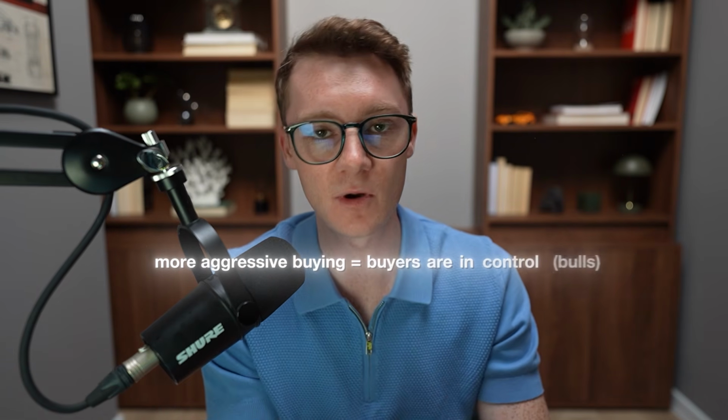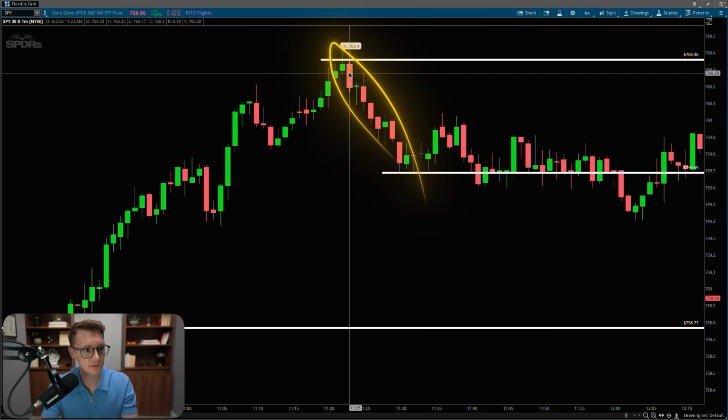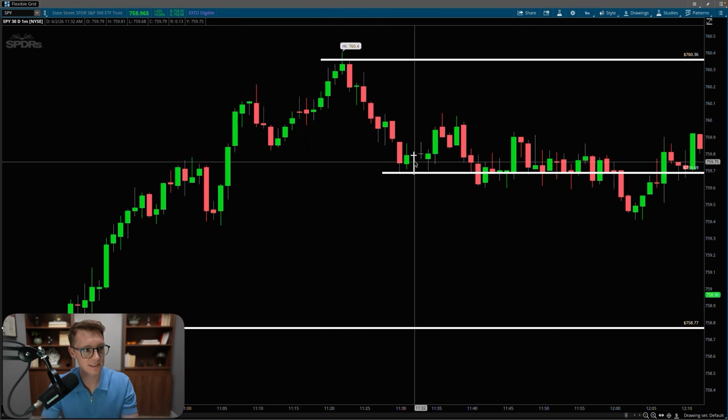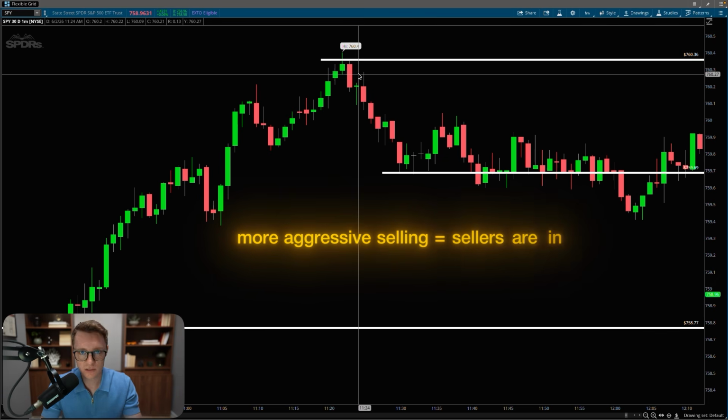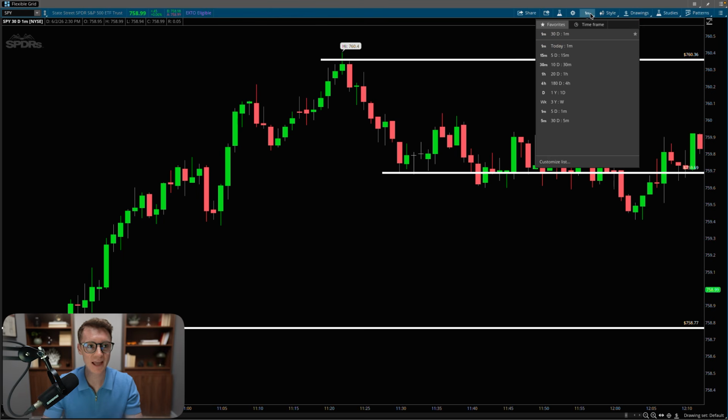So if we see a lot of consecutive green candles, that means there's more money coming into the market. That means buyers are in control. Now, if we see consecutive red candles, okay, and we see prices moving down, well, that means sellers are in control, and that is a bear trend. Now, we can change the actual candlestick time frame, and instead of looking at a 1 minute time frame, maybe we look at a 4-hour time frame.